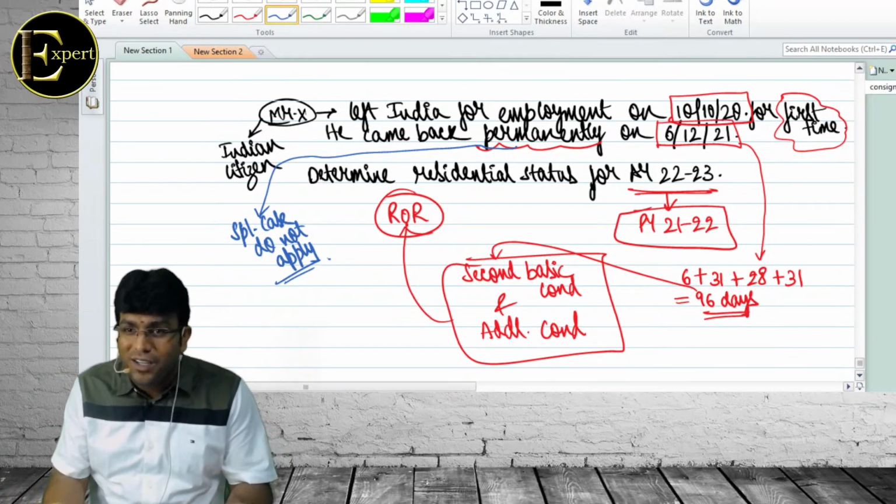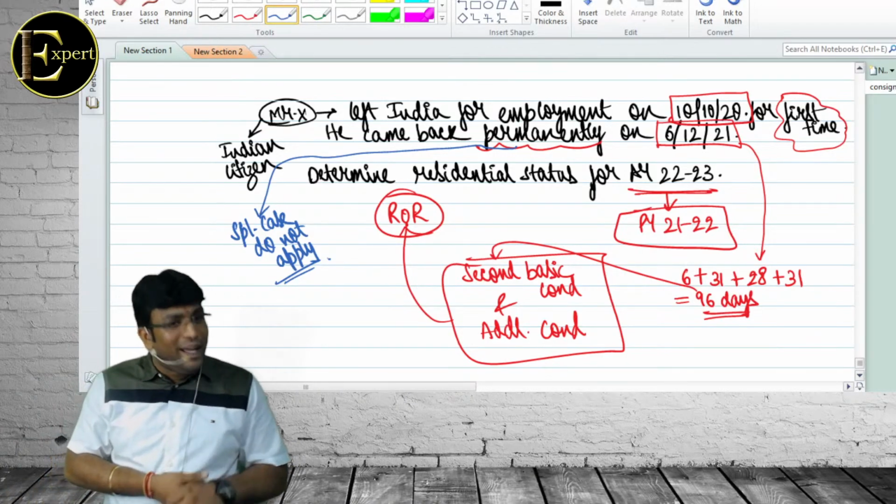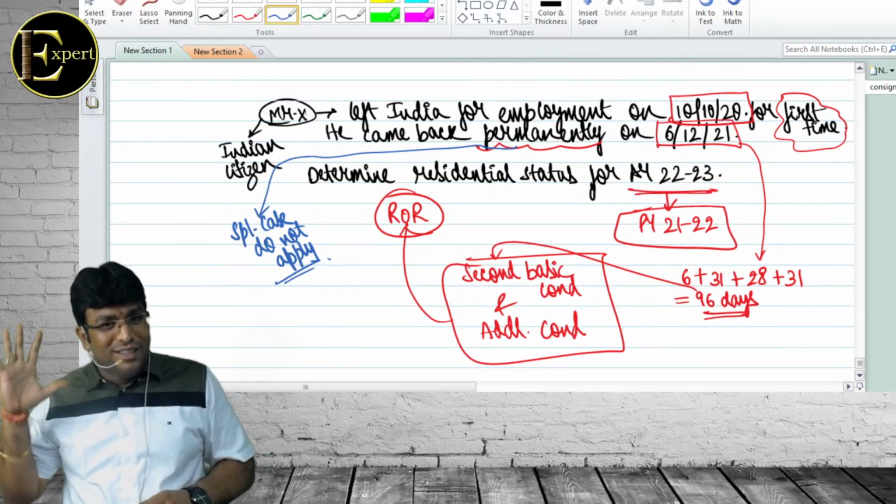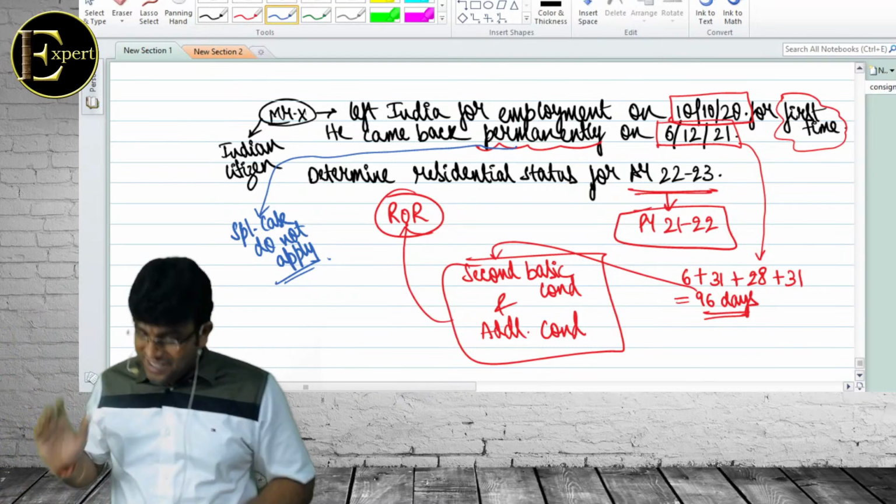Salary का एक concept हो गया. याद है कुछ? 1013 है, HRA ऐसा कुछ? हाउस रेंट अलाउंस, ठीक है.